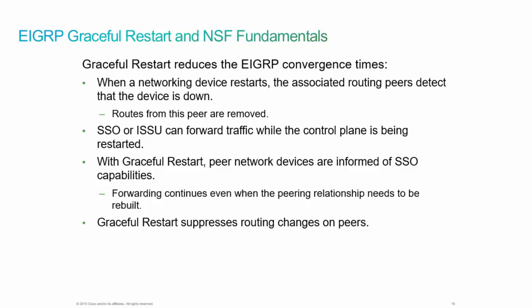So any known routes that we have before a router goes down will remain in the routing table and will continue to forward. So what does this do for me? Well, Graceful Restart reduces instability in the network as well as downtime, right? So it speeds up convergence because we don't really have to reconverge, and that's a good thing.